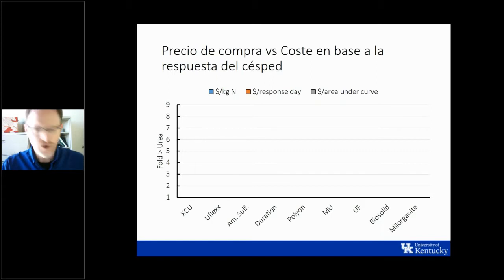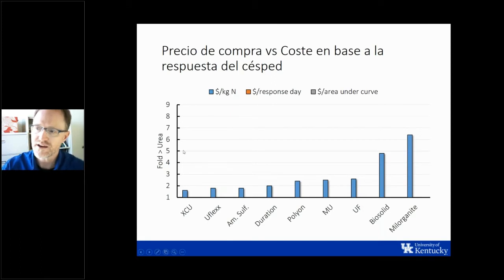So when we look at the purchase price versus cost per day of response, this is what we paid for it. And on the y-axis here, we see fold increase from urea. So this is the magnitude greater in terms of cost compared to urea. For example, if the material was less than urea, then we would see these bars less than 1. In the case when we're just buying it straight up on a pounds price per kilogram of nitrogen, we see that XCU is roughly 1.5 times more expensive than urea. And we see, in this case, Milorganite is roughly 6.5 times more expensive than urea.